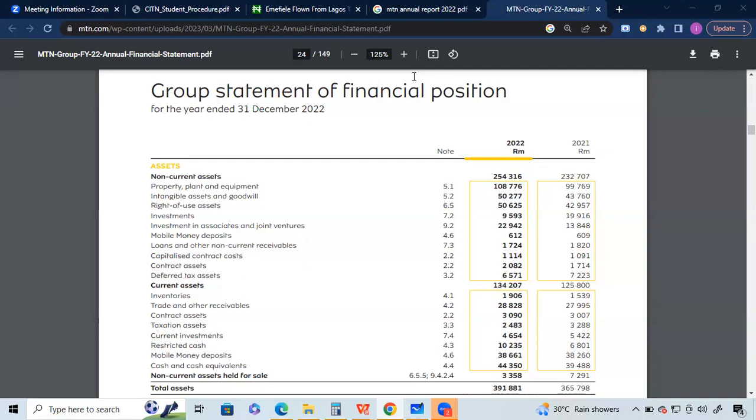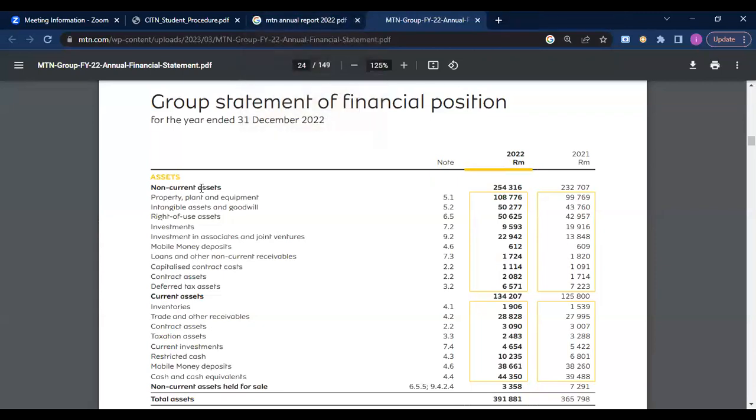And what is the purpose of having assets? The purpose of having assets in finance is for you to generate income, to bring benefit to the organization. As a result of you using it, there will be some inflow to the organization, as a result of continued use.